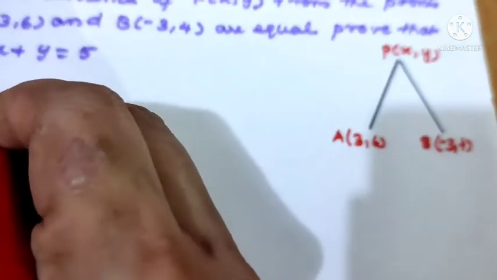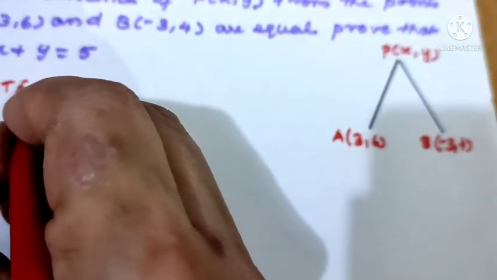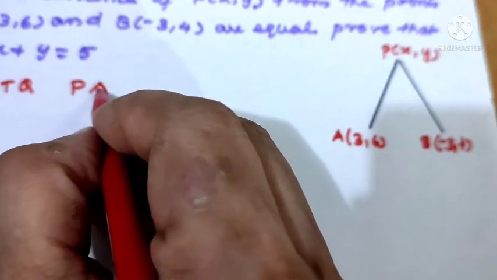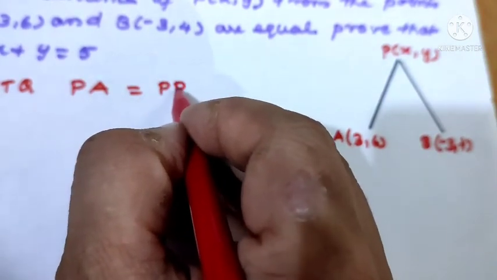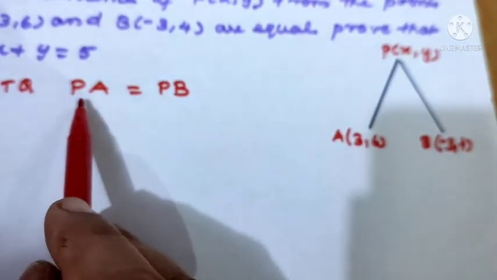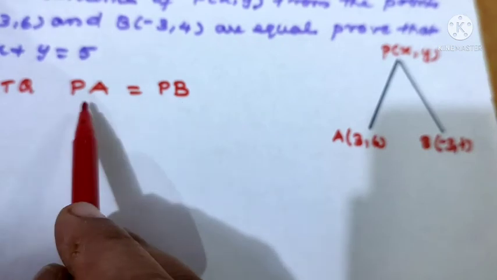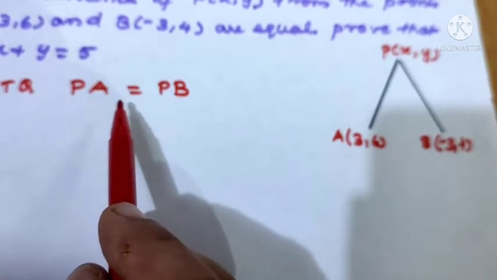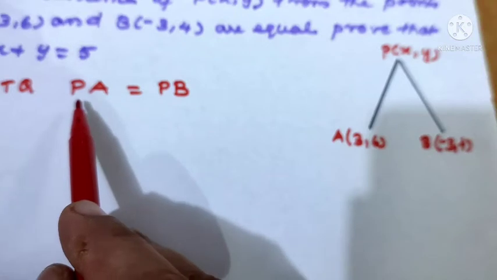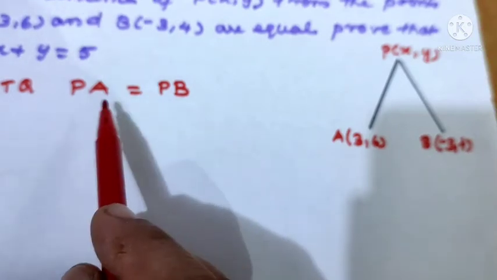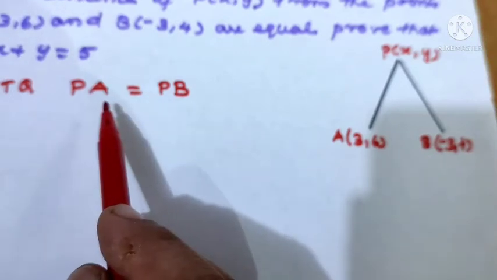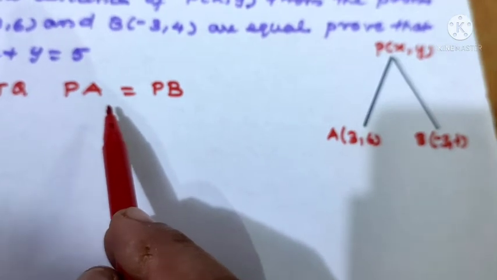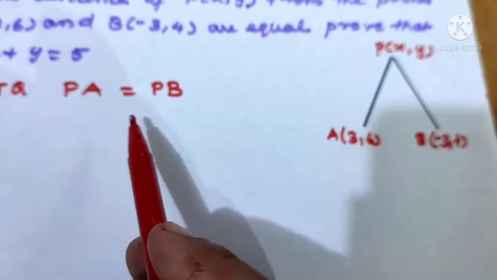So according to the question, PA equal to PB, right? So PA equal to PB, that is, the distances are equal, right? Now distances are equal means, as we have learned by the distance formula, it is the square root of (x2 minus x1) whole square plus (y2 minus y1) whole square. So I am doing the squaring here. See, by the distance formula I should write.